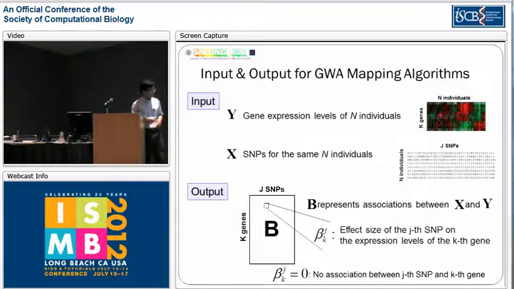So here, the element in this matrix B is going to be like this. The element at the kth row and the jth column is going to be the effect size of the jth SNP on the expression levels of the kth gene. So it means that if this value is 0, there's no association between the jth SNP and the kth gene.